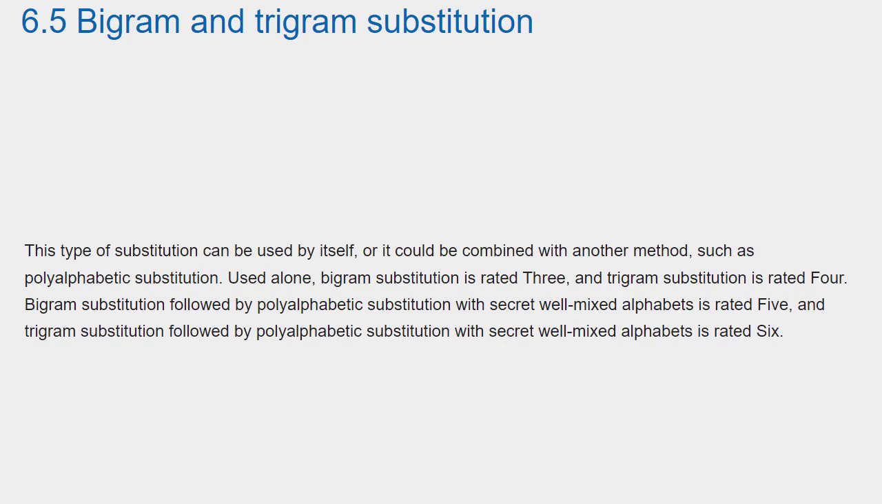This type of substitution can be used by itself, or it could be combined with another method, such as polyalphabetic substitution. Used alone, bigram substitution is rated 3, and trigram substitution is rated 4. Bigram substitution followed by polyalphabetic substitution with secret well-mixed alphabets is rated 5, and trigram substitution followed by polyalphabetic substitution with secret well-mixed alphabets is rated 6.